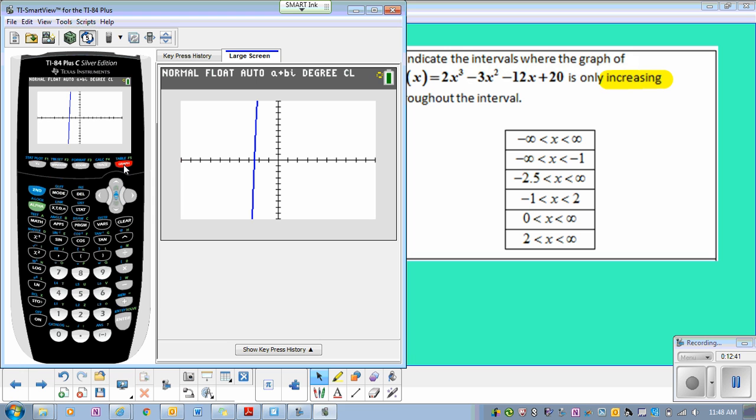I have a problem with my calculator. Why? I don't know what this is.